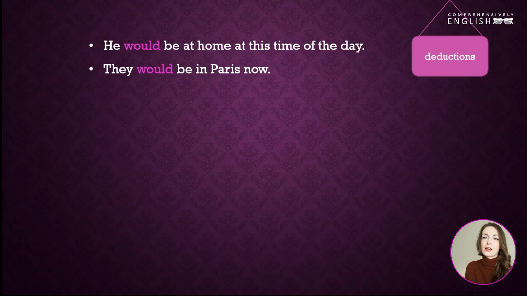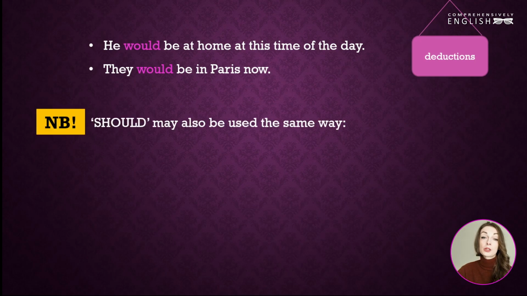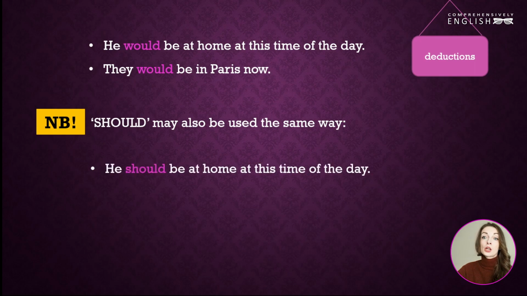I know that they were heading for Paris, and I know that their plane has just landed, so they would be in Paris now. I again have some information and I can logically conclude that they are in Paris now. Should may also be used the same way. He should be at home at this time of the day. They should be in Paris now.